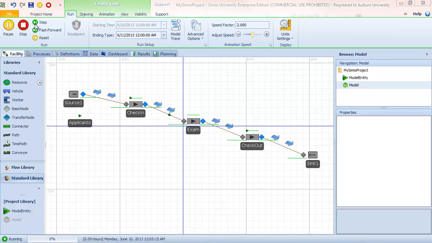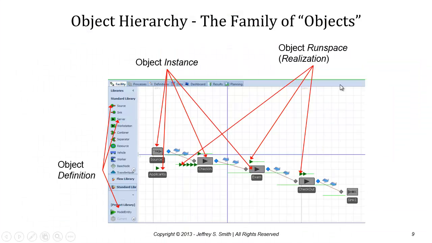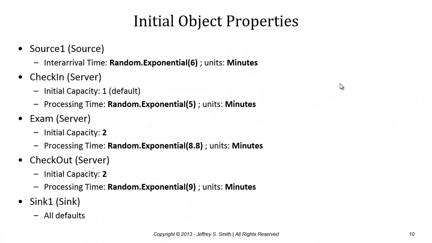So our next task is to define the properties associated with the individual objects. So I'm going to stop the model and switch back and look at the individual properties that we need to adjust. For our initial driver's license bureau model, we need to set the inter-arrival time for the source. We need to set the processing time for the check-in, exam, and checkout servers. We also need to adjust the capacity for the exam and checkout servers because they have capacity 2. We had 2 exam givers and the capacity of the computer kiosk was 2. With the sync, there are no properties that we need to adjust.